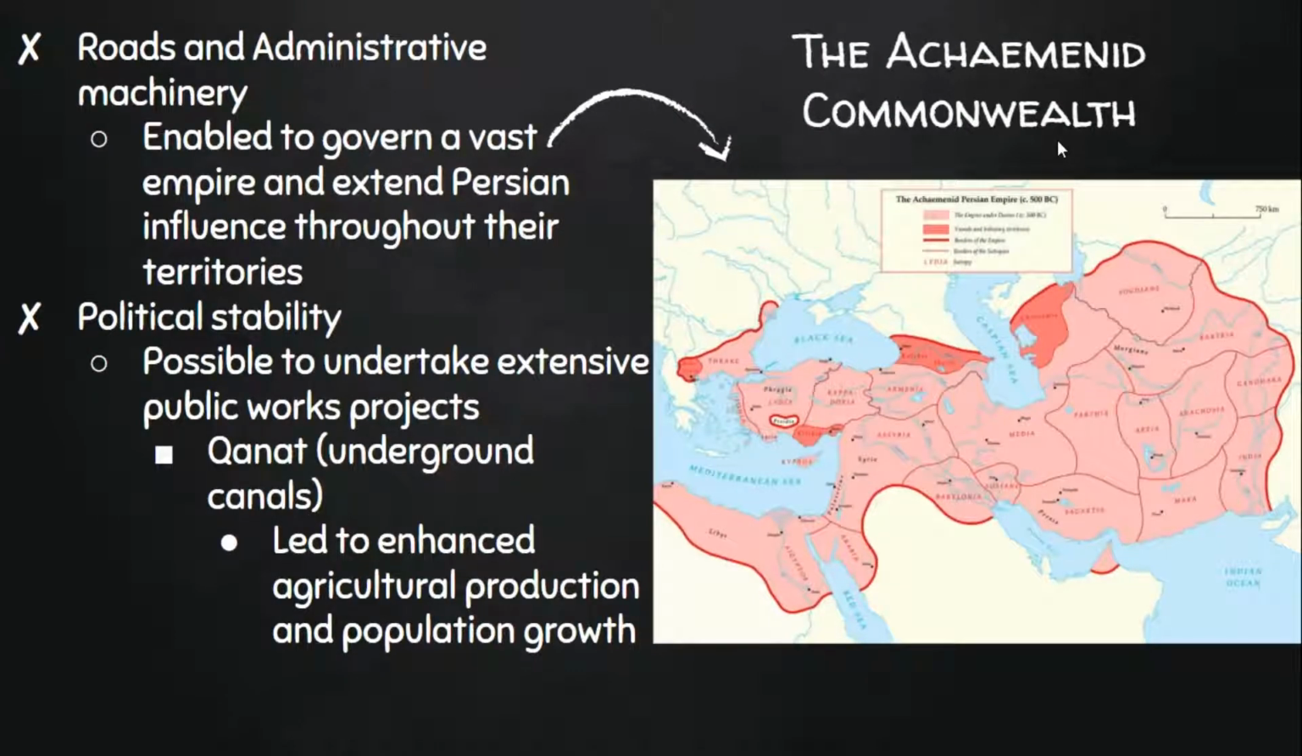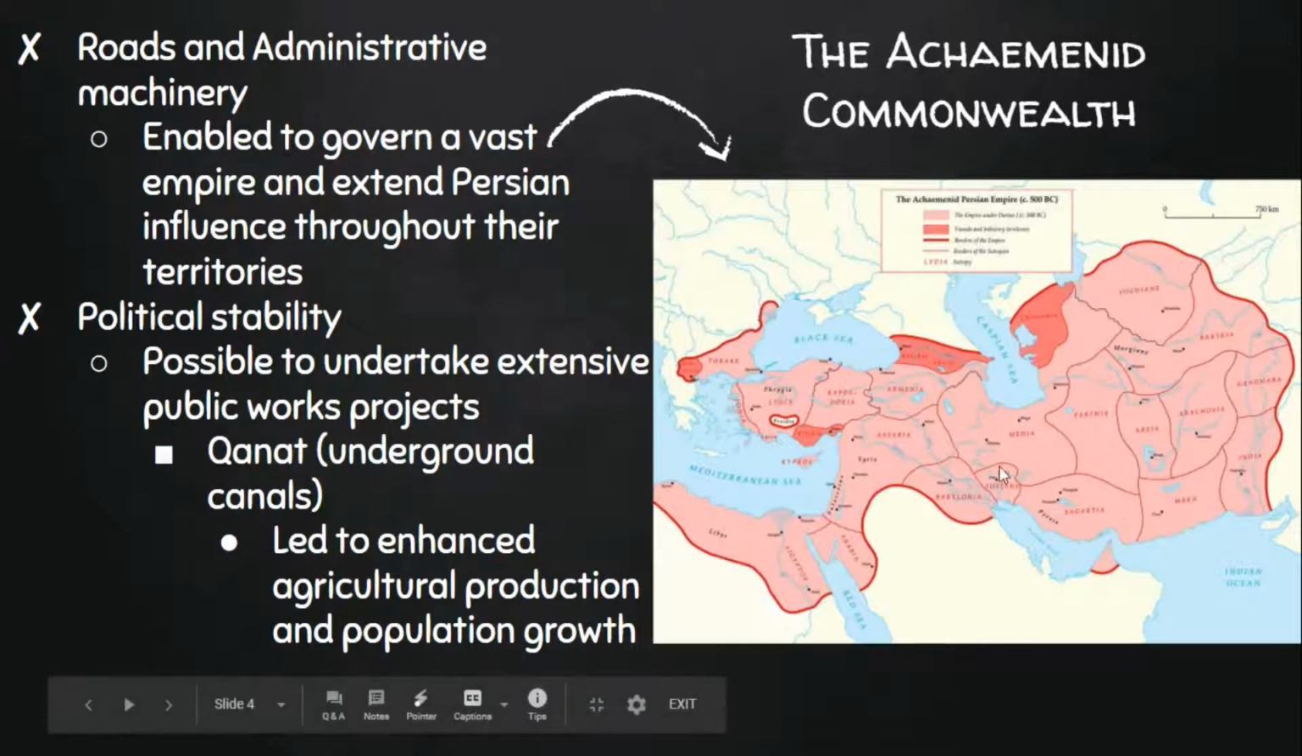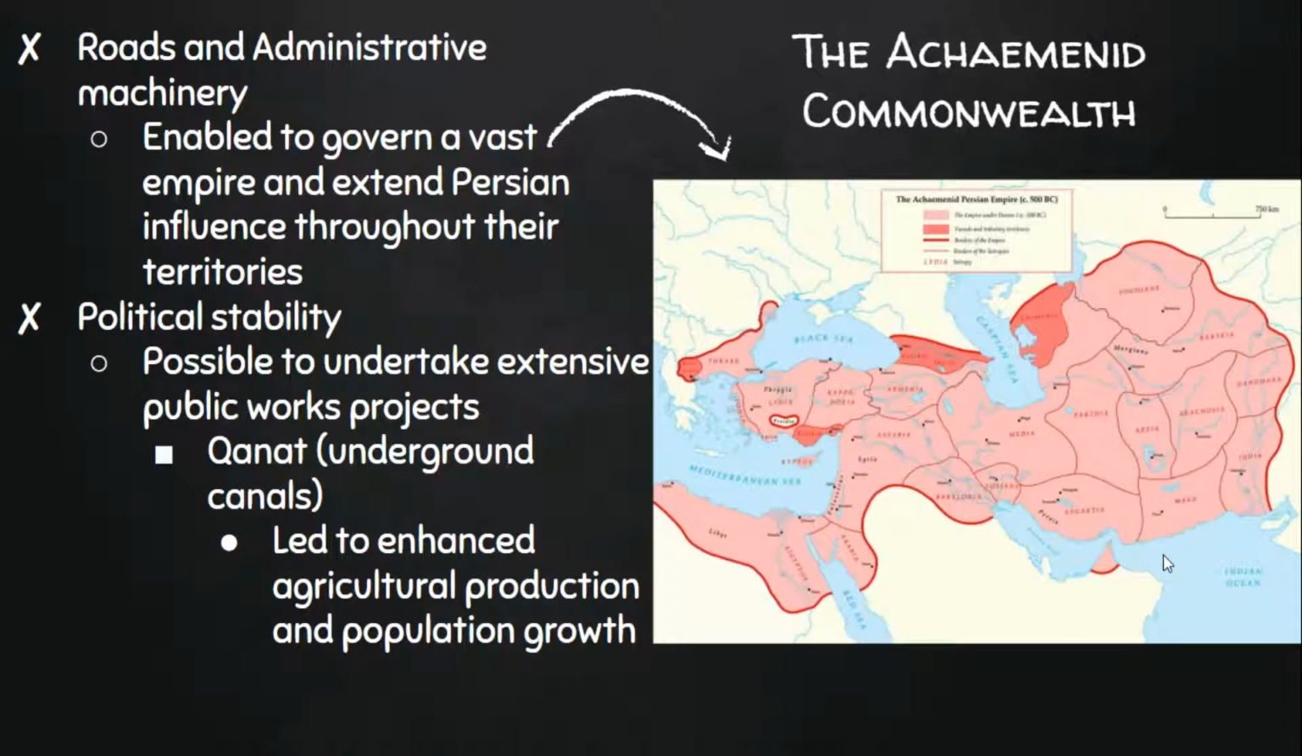Looking at the Achaemenid commonwealth. So roads and administration machinery. This enabled the empire to govern a vast empire and extend Persian influence all throughout their territories, as you can see here on the map. As I explained last time, these little mini sections are kind of like provinces or states that were divided up just to make sure that the Persians could actually keep everything in control and make sure that the empire was good to go.